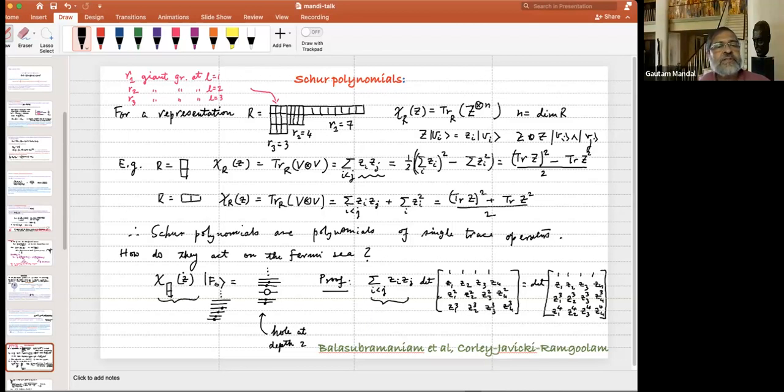So this is what this chi of Z is, right? This one, and the Fermi sea wavefunction is a Slater determinant of this kind: 1 1 1 1, z1 z2 z3 z4 and so on. Where does this come from?